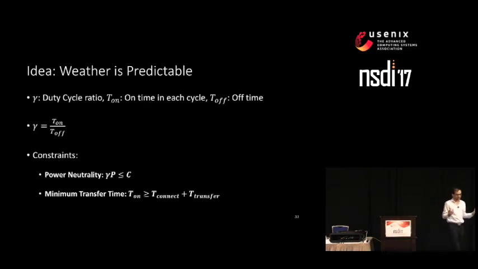To model this mathematically, let's say for each time cycle, we have our system on for T_on and off for T_off. And gamma is just the ratio between the two. We want to model two constraints. First is power neutrality, which means that I don't want to consume more power than I produce. So let's say your system has a total power consumption of P, and your power budget is C, you want gamma P to be less than or equal to C. And the second constraint is specific to IoT systems, which is the minimum transfer time constraint. Every time you turn on, you at least want to connect to the sensors and collect their data. So your T_on should be greater than or equal to T_connect plus T_transfer.